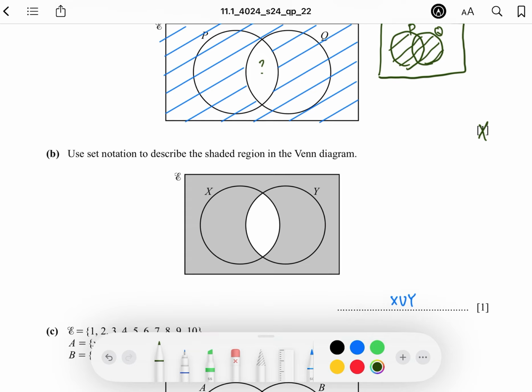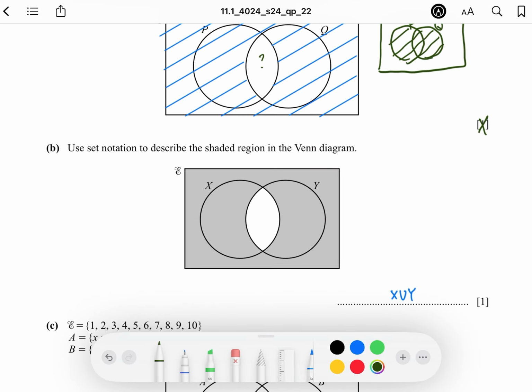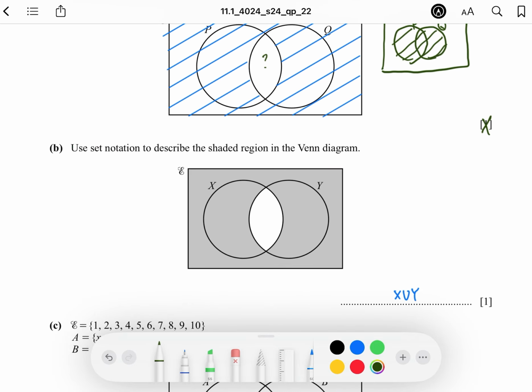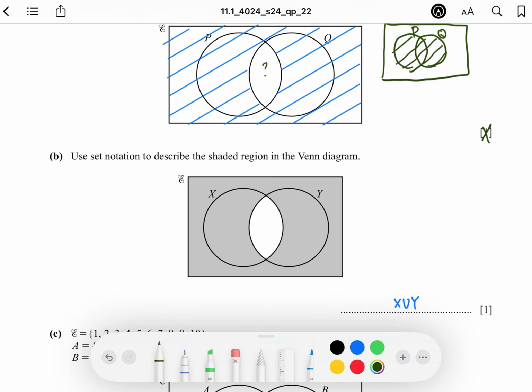Use the set notation to describe. X union Y means X and Y. But here, everything except the middle, which is actually the intersection. So to be accurate, it's X intersect Y and outside of it.